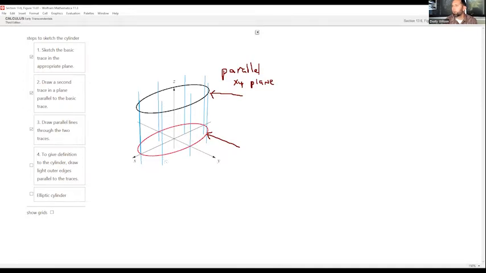Notice all these lines are parallel and they extend a little bit below the bottom trace and above the top trace. To give definition to this cylinder, now we're going to draw a light outer edge parallel to the traces. So we're going to draw a top and a bottom. Here's this light little top, and we've got this light little bottom.